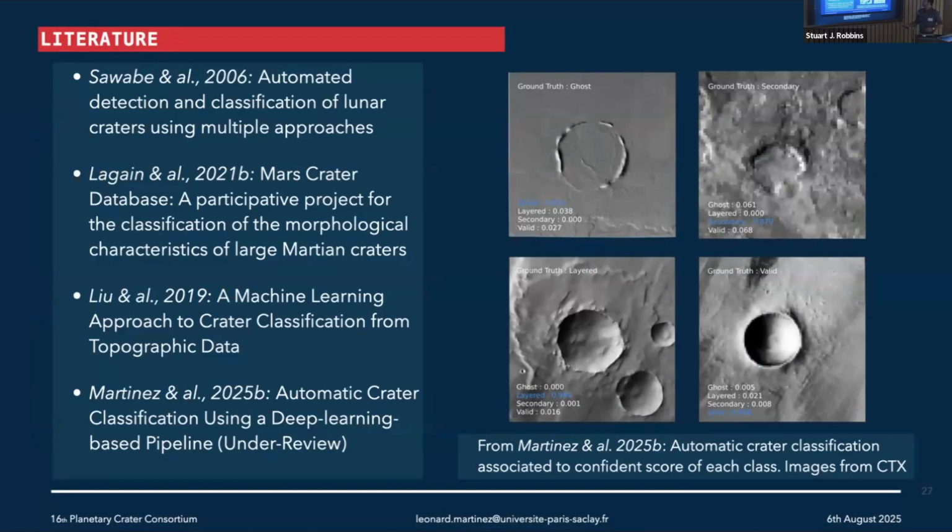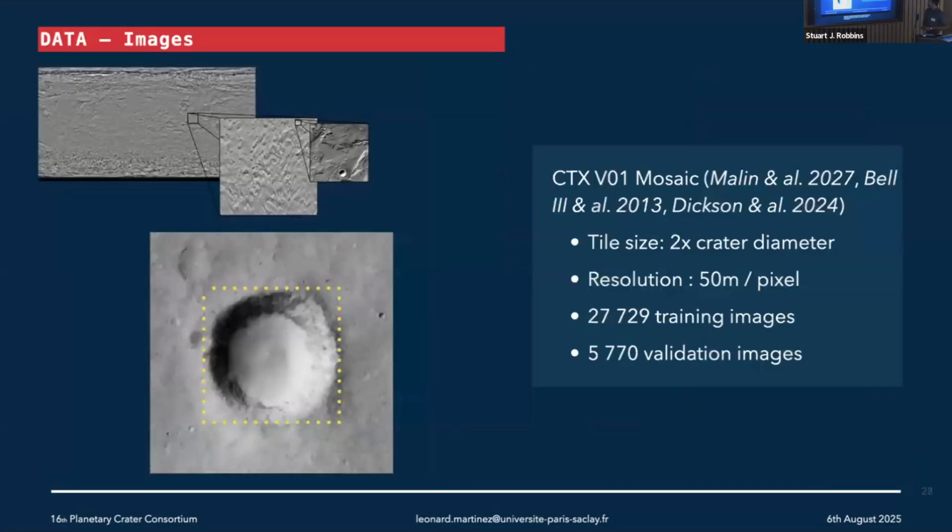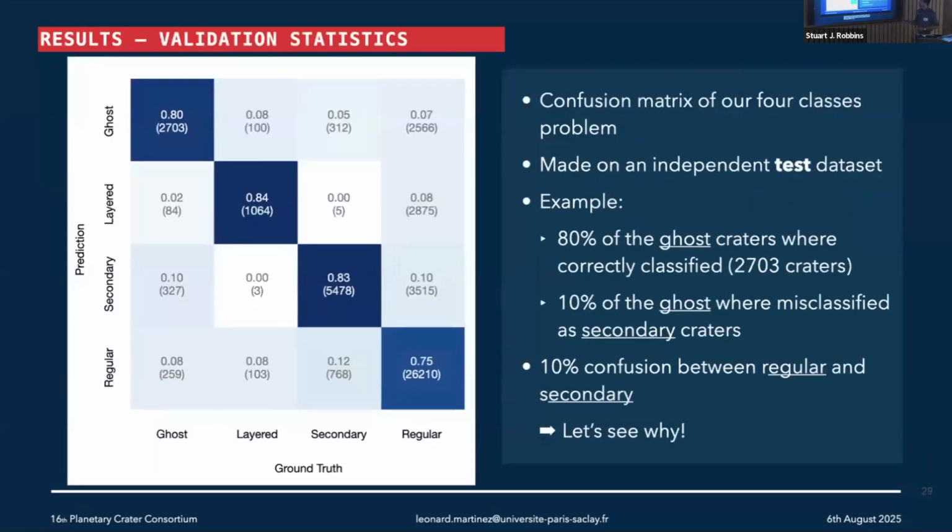And we published, actually we submitted, it's under review, a way of doing it by using a deep learning algorithm. So again, for the image we took the last version of the mosaic, but this time at a higher resolution, 15 meters per pixel, and we trained a little model to classify the craters with respect to the geomorphological categories that I explained before. And here is the matrix of results.